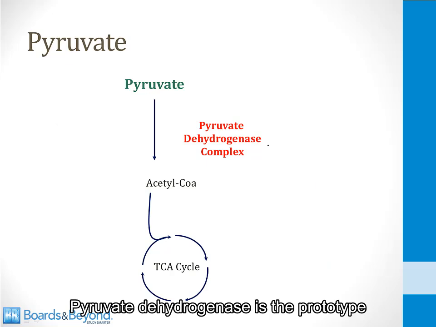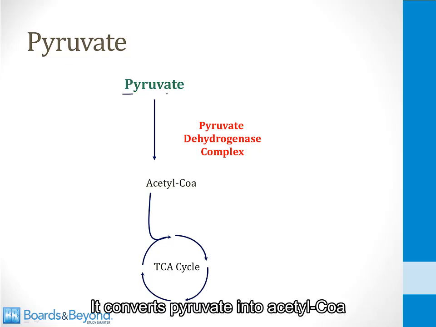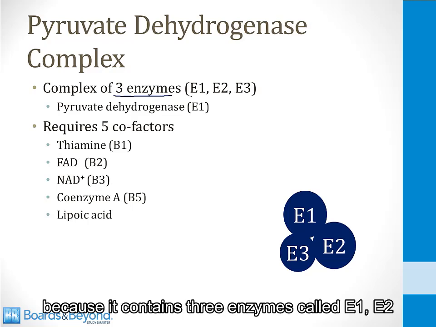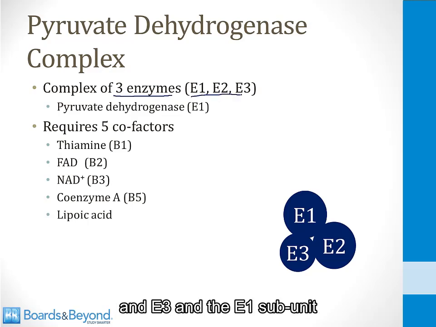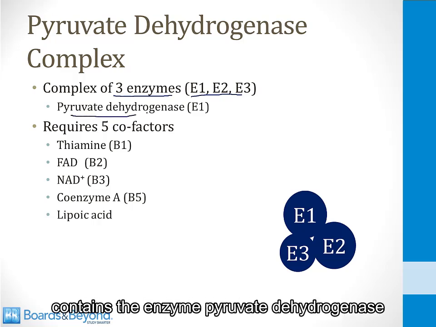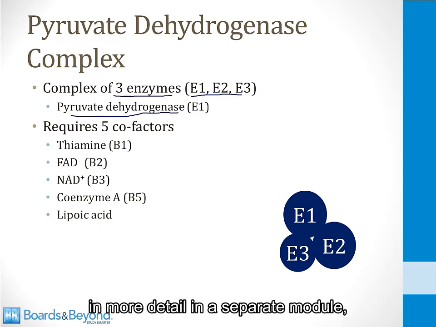Pyruvate dehydrogenase is the prototype of one of the dehydrogenase complex enzymes. It converts pyruvate into acetyl-CoA. The pyruvate dehydrogenase complex is called a complex because it contains 3 enzymes called E1, E2, and E3. And the E1 subunit of the pyruvate dehydrogenase complex contains the enzyme pyruvate dehydrogenase. And I talk about this enzyme and this complex in more detail in a separate module.